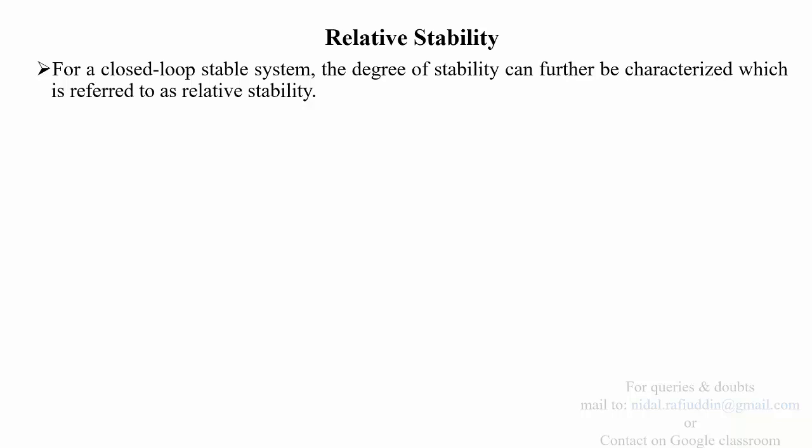Relative stability is something where we compare the stability of the system with another system or any reference. So it will be a sort of comparison between two or more systems, or a comparison of a stable system with a reference or a standard. So relative stability is something that we talk about when we compare two stable systems. It's important that all the systems for which relative stability is being studied should be stable.